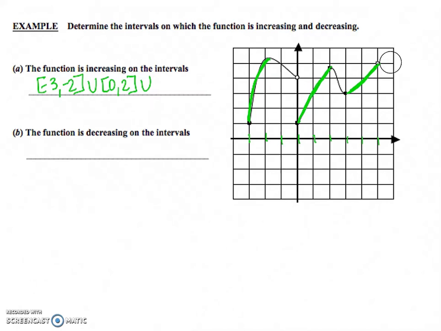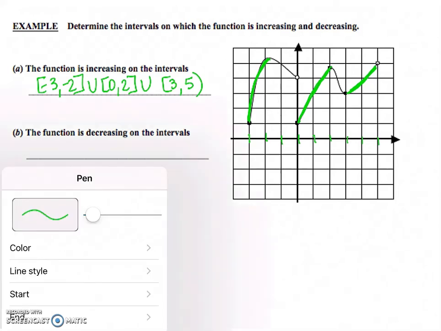Now I kind of covered it up a little bit, but notice that that looks like it's an open circle right there on 5. So that's going to matter to us, obviously, when we write our interval notation here. We've got a closed circle at 3, but we've got an open circle at 5. So we're going to use a rounded bracket right there.